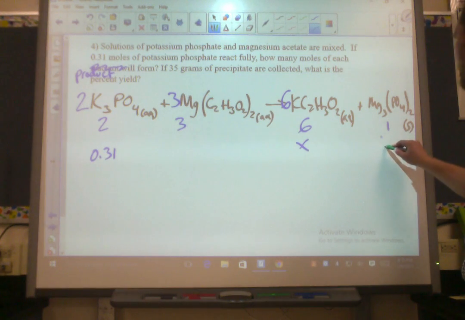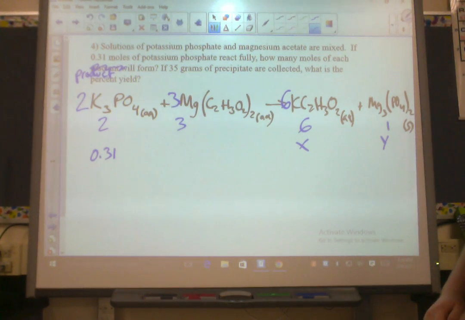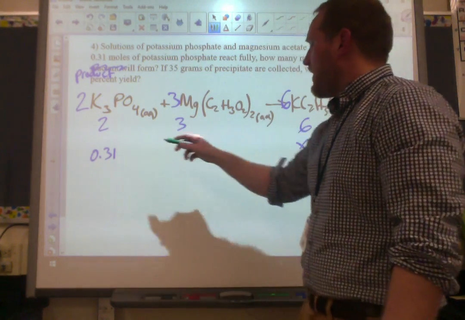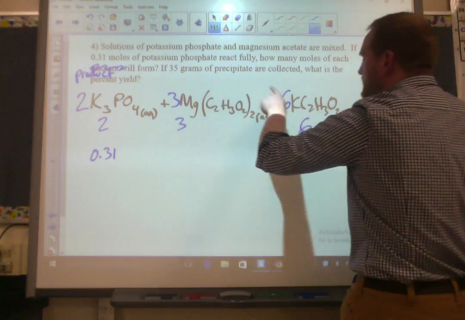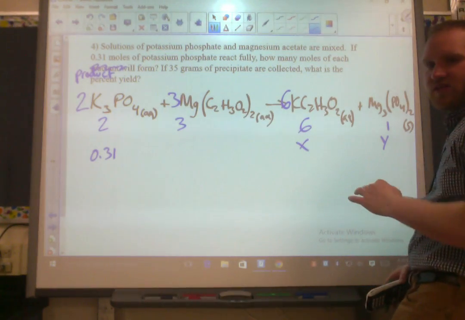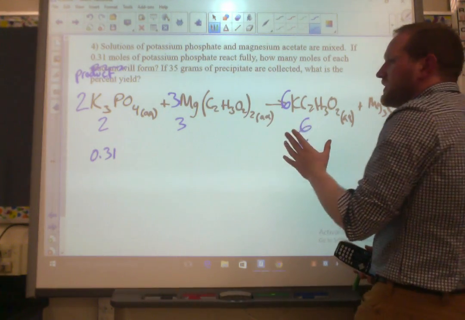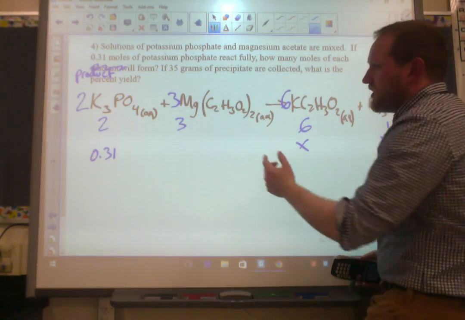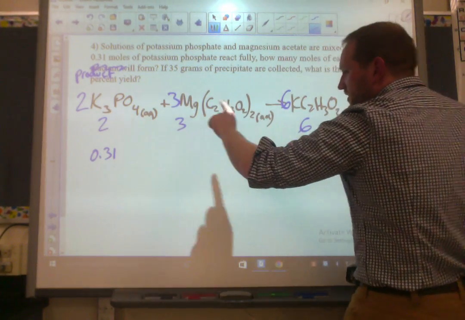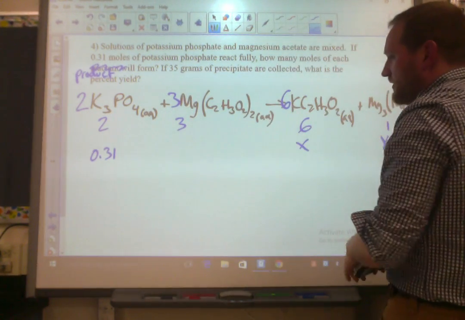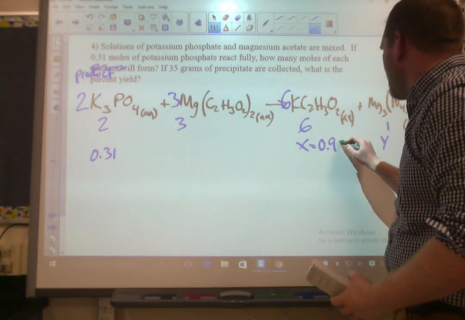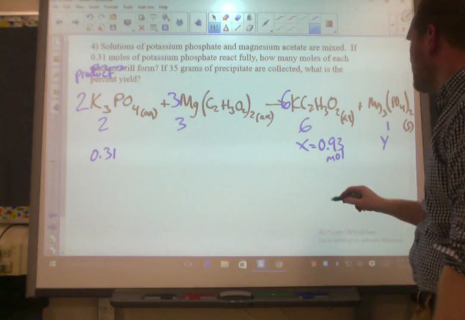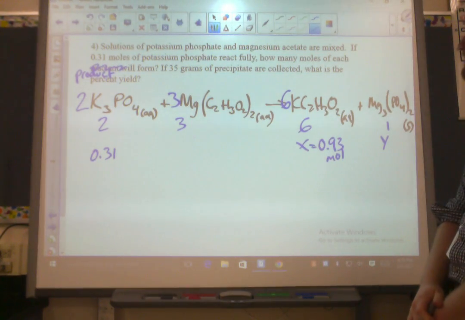I'll call this X and Y. So, hopefully by now you see kind of where I'm going with this. Instead of working out by cross-multiplying, I like to look at the mole ratio. It's a 2 to 6 mole ratio. 2 to 6, that's like 1 to 3. So basically, you're going to triple the number of moles. For every 2, it's going to form 6. So for this, I'm going to multiply it by 3. And that X is going to equal 3 times that, which is 0.93 moles. That's moles of potassium acetate.